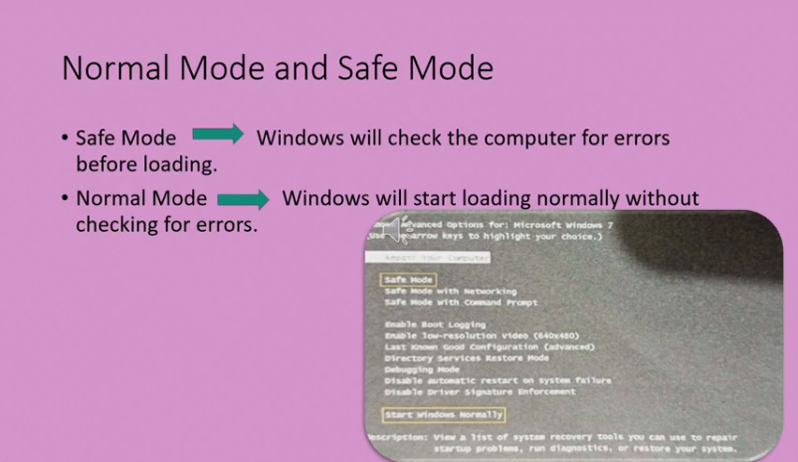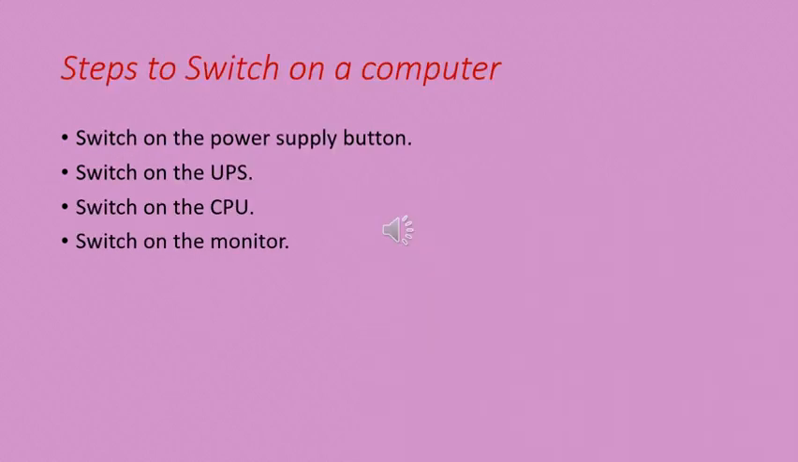See in the textbook. Peter did not shut down his computer properly. When he turned it on, a window with many options appeared. See on the screen, likewise, a screen with many options appears. If he clicks on the safe mode option, Windows will check the computer for errors before loading. If he clicks on the start Windows normally option, Windows will start loading normally without checking for errors.